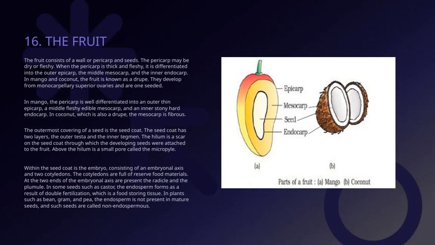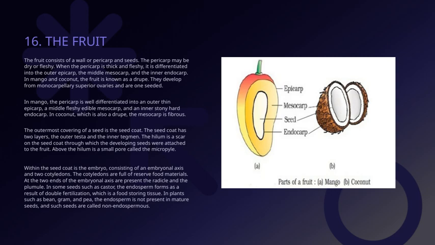Within the seed coat, you will find the embryo, which is made up of the embryonal axis and 2 cotyledons. The cotyledons are essentially packed with reserve food materials that nourish the developing plant. At each end of the embryonal axis, there is the radicle, which will become the root, and the plumule, which will develop into the shoot. In some seeds, like castor, the endosperm forms as a result of double fertilization and serves as a food-storing tissue. However, in seeds such as beans, grams, and peas, the endosperm is absent in the mature seed, and these are called non-endospermous seeds.